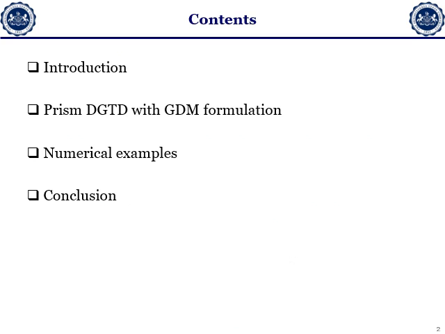Firstly, I would like to give a short introduction of why we would like to do this and how this is important for other researchers. And then I will give a derivation of the present DGTD with GDM formulations. And then numerical examples are given to validate the accuracy and efficiency of the proposed method. And then a short conclusion.